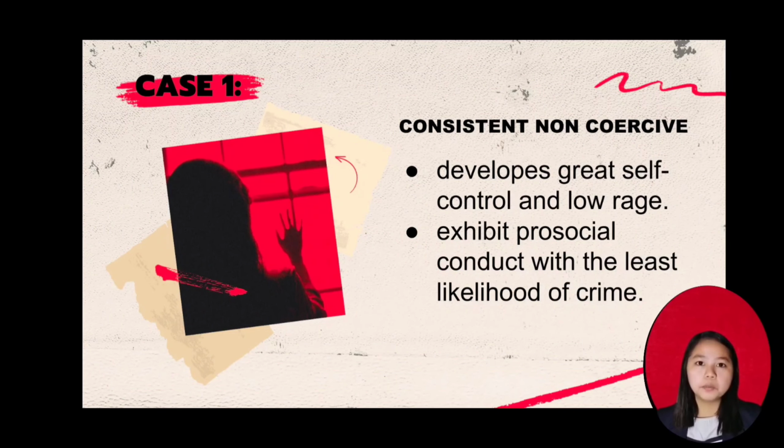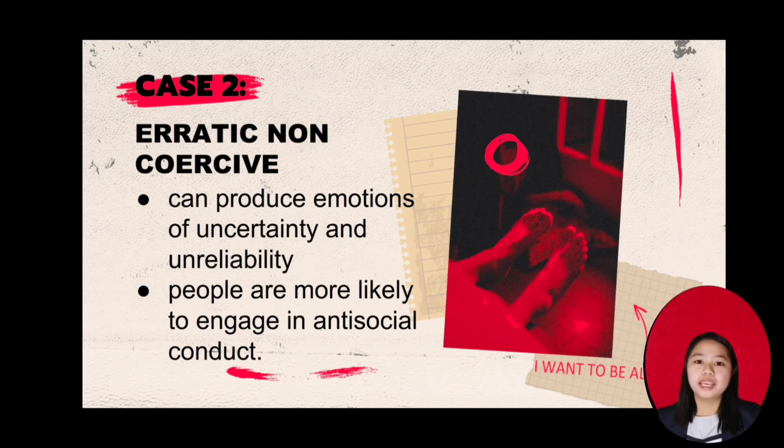Type 1 is the consistent non-coercive. These are actually the people who are loved by the world. And with this type, people who do not experience coercion are less likely to be involved in criminality. They can develop control and are expected to display pro-social behavior. Next one is type 2.